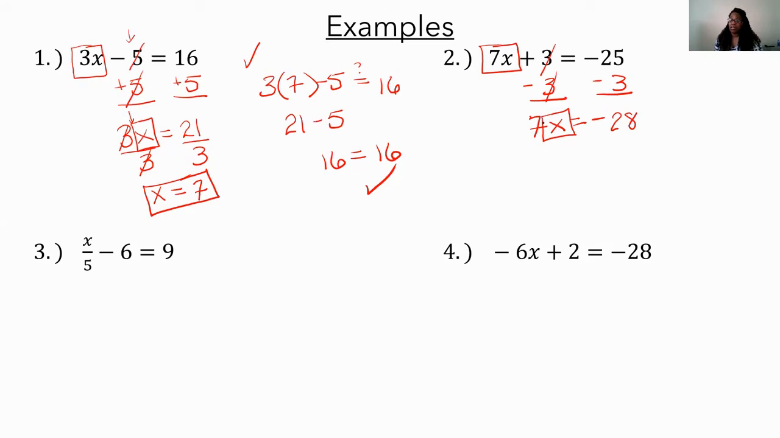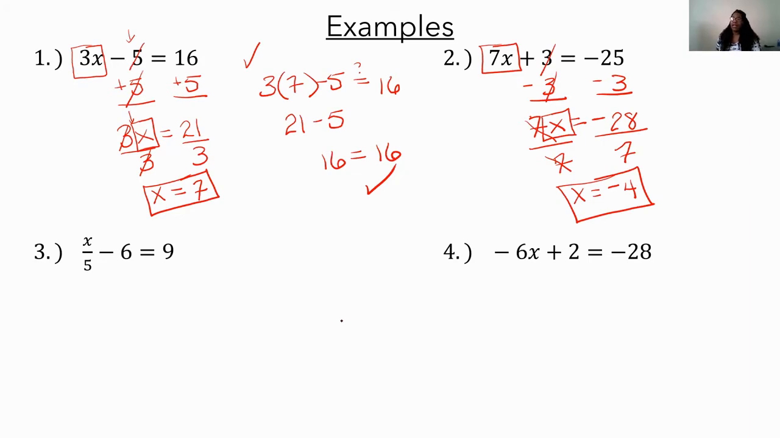So since there's not a plus or a minus sign in between the 7 and the x, that means this is multiplication. And the inverse of multiplication is division. So we're going to divide both sides by the 7. 7 divided by 7 gives me 1x, or just x. A negative divided by a positive gives me negative. And then 28 divided by 7 gives me 4. So that negative 4 is the solution for x to make this into a true statement, which will have to be equivalent to negative 25. Okay? Hopefully you're getting this.